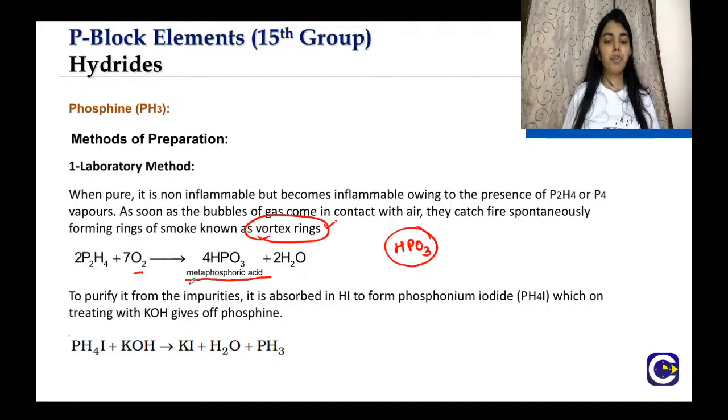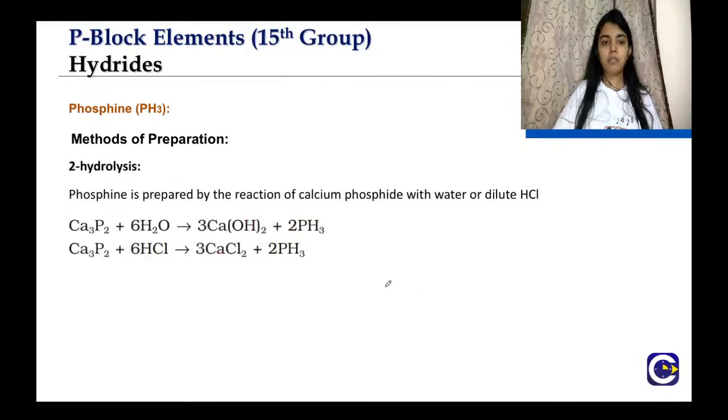To purify phosphine from its impurities, we add potassium hydroxide, which removes impurities like phosphonium iodide from phosphine. Okay. Now next is the hydrolysis.